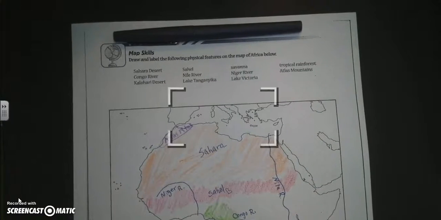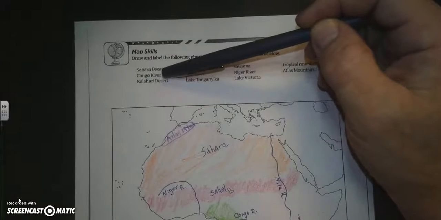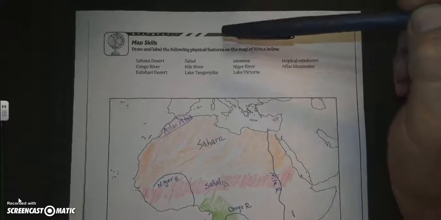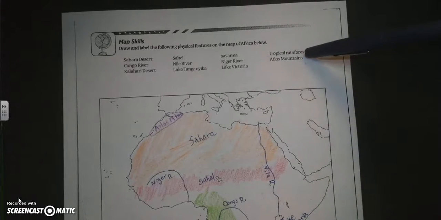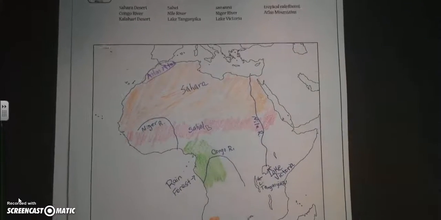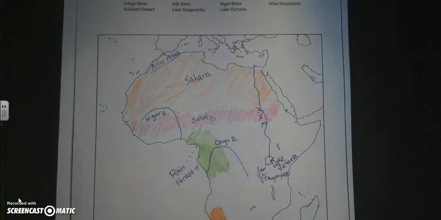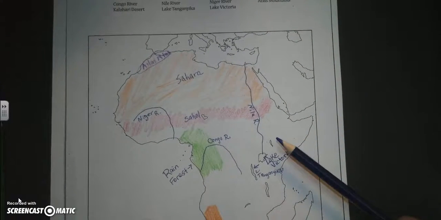Now, when we look at our list, we have the Sahara Desert, the Congo River, the Kalahari Desert, the Sahel, the Nile River, Lake Tanganyika. We have the Niger River, Lake Victoria, the rainforest, and Atlas Mountains. Okay? So what is left is the savanna. And the savanna is really the part of Africa that you think about when you see the animals. The zebras, the lions, the elephants.